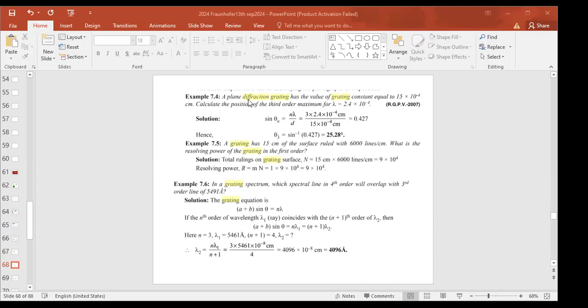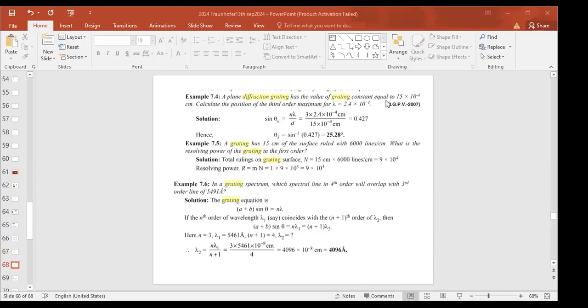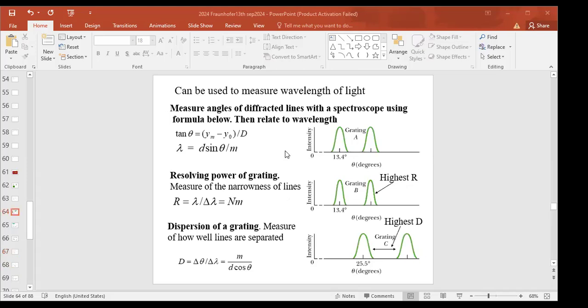If I show you another question right here: a plane diffraction grating has the value of grating constant equal to 15 into 10 to the power minus centimeter. So here the grating constant D is given, right? We had 10,000 lines per centimeter earlier, but in this case the grating constant is directly given. So in two ways, you will have a question. One is where this D is given directly.